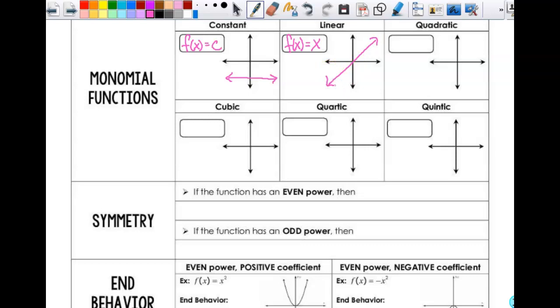We know what a quadratic looks like. F of x equals x squared. We know what a cubic looks like. F of x equals x cubed. Right? All that stuff so far, old business. We agree with that much? All right, so quartic and quintic, hopefully from the pattern here you can at least come up with the equations. F of x would equal x to the what? 4th. And quintic, f of x equals x to the 5th.